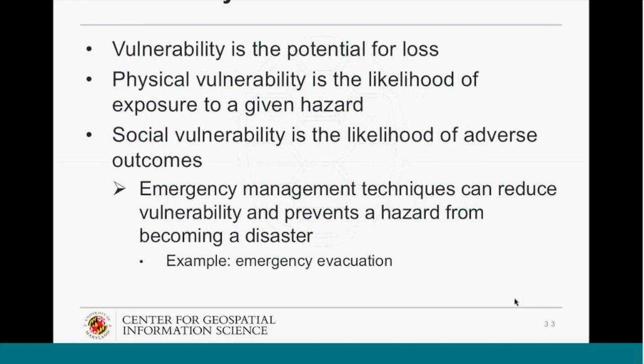The bottom line is that there are a lot of emergency management techniques out there, but most of them are really targeted towards reducing vulnerability and preventing a hazard from becoming a disaster, right? So the example that we'd really point to here would be an emergency evacuation, right? Emergency evacuation is going to change physical vulnerability to your hazard and social vulnerability as well, just by removing those people from the area that's likely to be affected.